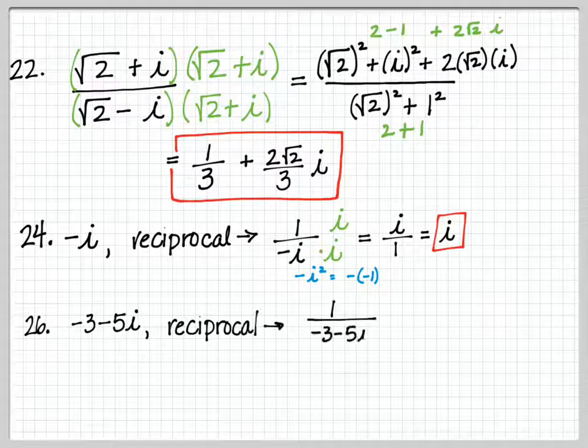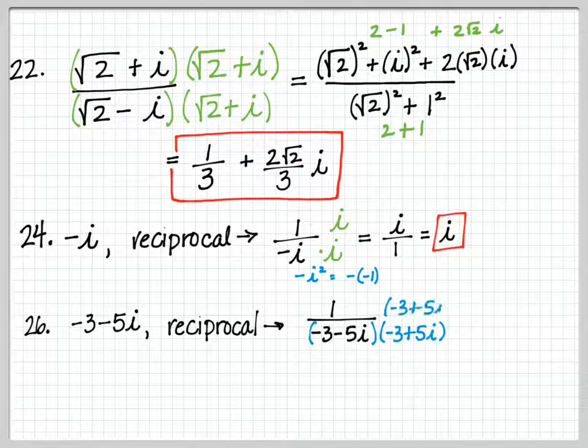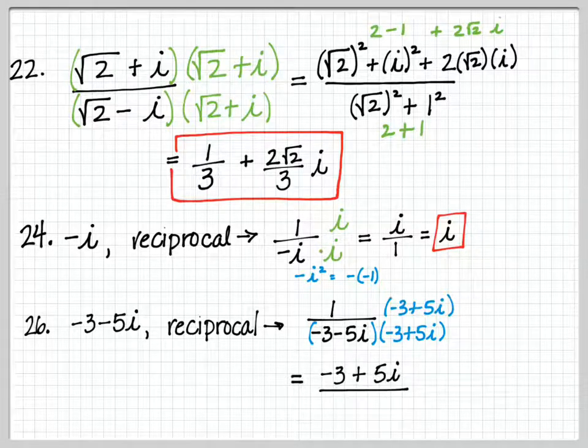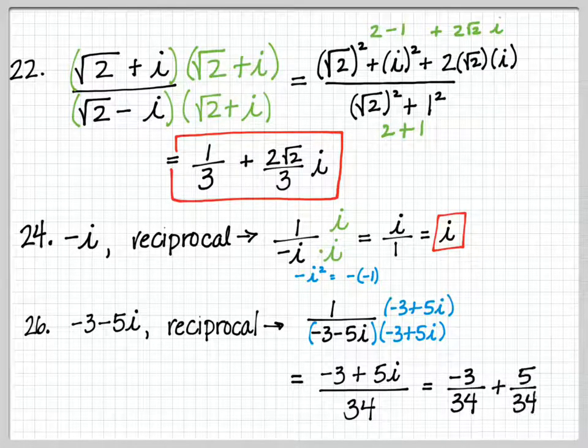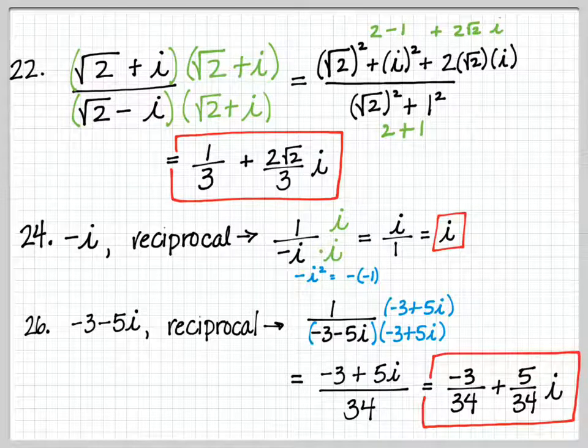Now we have to eliminate that i in the denominator. And 26 is the same idea, that when we ask for the reciprocal, we end up with an i in the denominator, a radical. So we multiply by the conjugate to eliminate that complex number, the imaginary number there, and you can see the problem worked out.